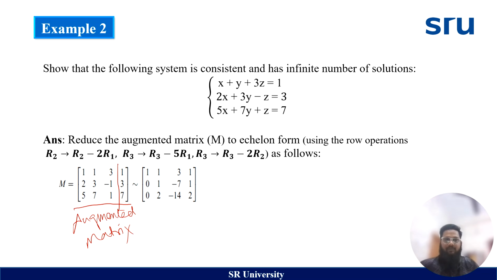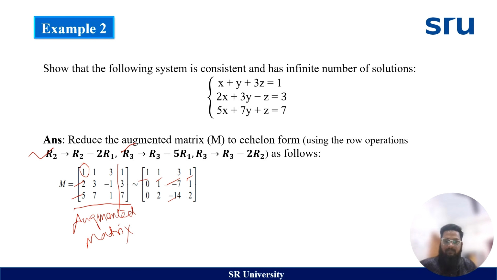Again we are going to make the elements below the pivots zero, that means this 2 and 5 become 0. So we are going to use the first operation, row 2 minus 2 row 1. So 2 minus 2 is 0, 3 minus 2 is 1, minus 1 minus 6 which is minus 7, 3 minus 2 is 1. Now to make 5 zero, we use row 3 minus 5 row 1. So 5 minus 5 is 0, 7 minus 5 is 2, 1 minus 15 is minus 14, 7 minus 5 is 2.